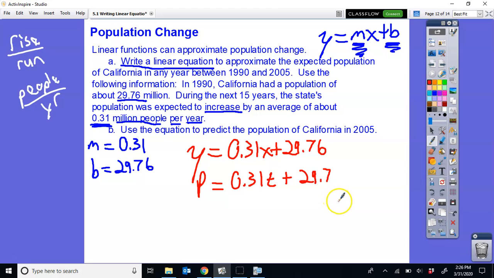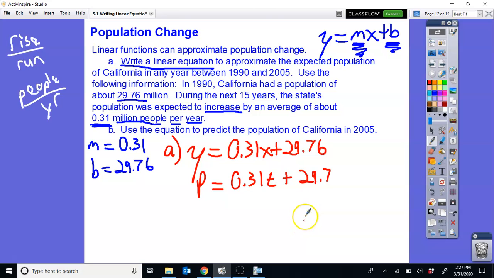So now we're going to do part B. And part B is really where you get into the whole point of doing this math in the first place. Part B is where we use the equation. Now, some of you are going to say, well, then I don't need the equation. I can do part B without the equation. Well, technically, no, you can't. You're using the equation. You just didn't write it down on your paper.